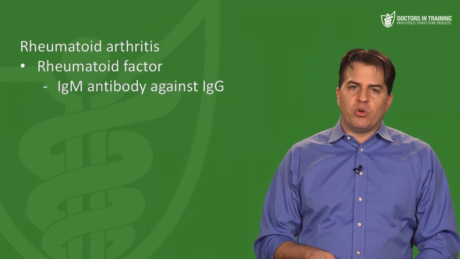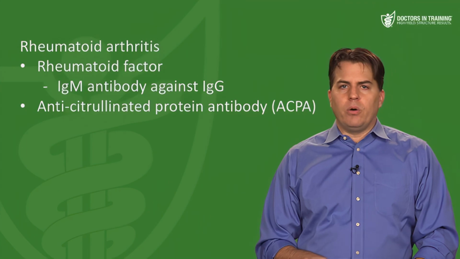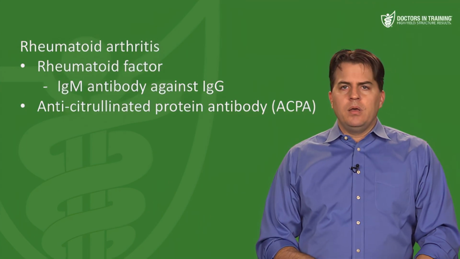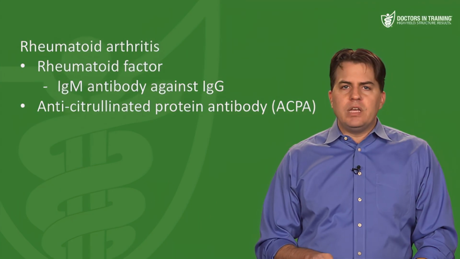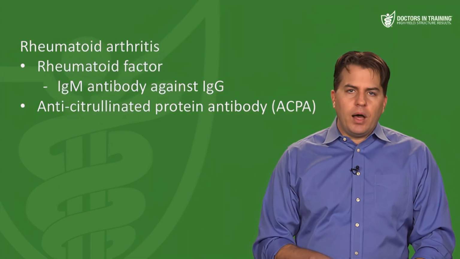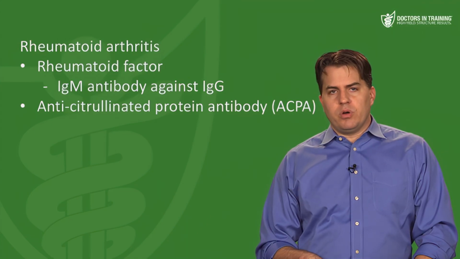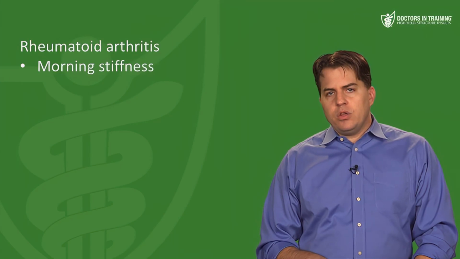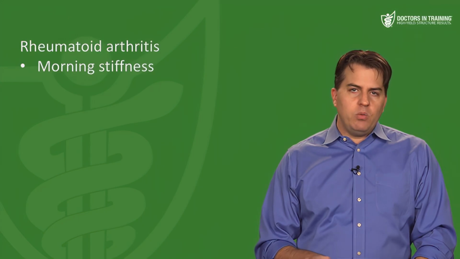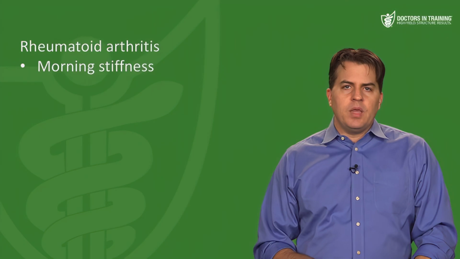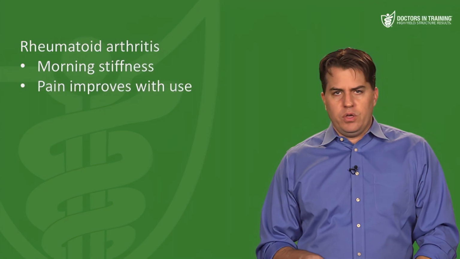There's another antibody that's much more specific called anti-citrullinated protein antibody, or ACPA, or the older name you might hear is anti-CCP. So this particular antibody, anti-CCP or ACPA, is a relatively new and more specific test. So if you have a positive rheumatoid factor, you might check an ACPA to confirm the diagnosis of rheumatoid arthritis. The classic presentation of rheumatoid arthritis is morning stiffness. Remember, we said that with osteoarthritis, you would have pain with use that is worse at the end of the day. With rheumatoid arthritis, the pain is worse first thing in the morning, and it improves with use.